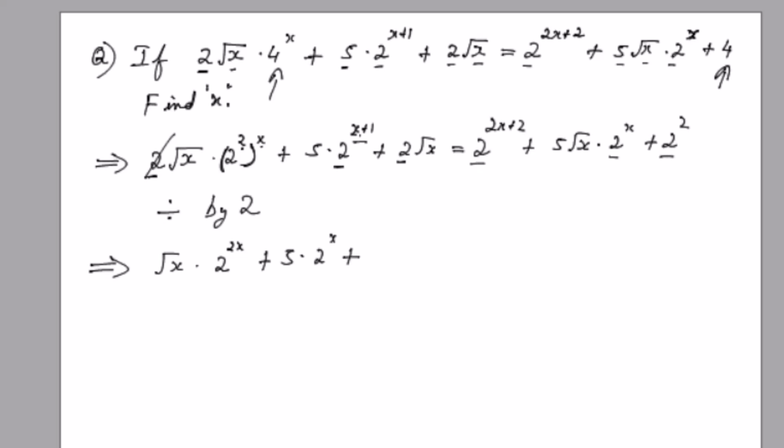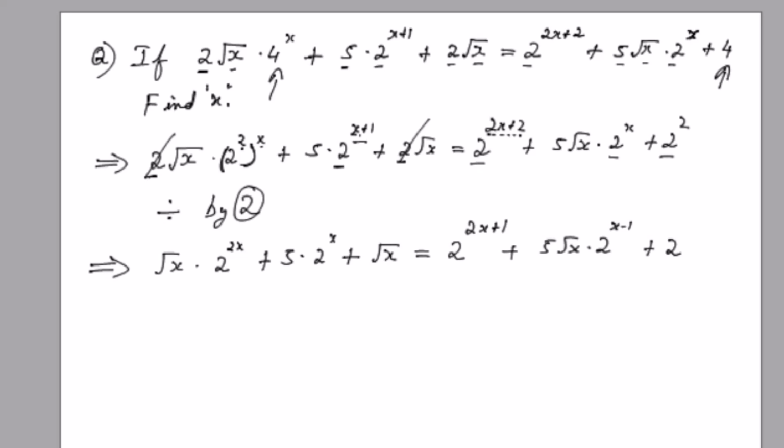plus, now this 2 again gets cancelled, so we'll just have square root of x equal to, here we have 2x plus 2, it will now be only 2x plus 1 because we are dividing it by 2, plus 5 into square root of x into 2 to the power, here we have 2 to the power x, so this will become 2 to the power x minus 1, plus 2 to the power 2 will become 2 to the power 1, which is 2. So this is now a simplified version of the given equation.